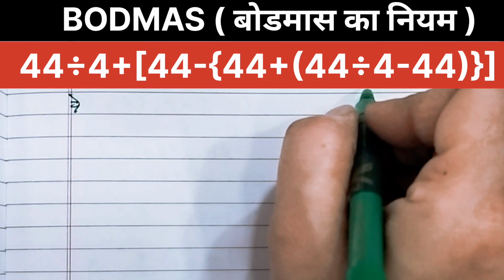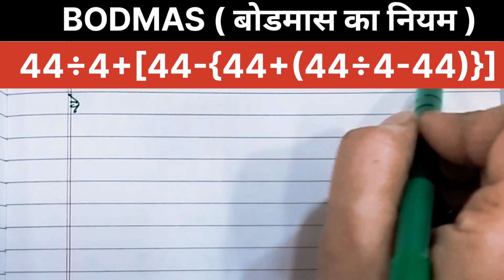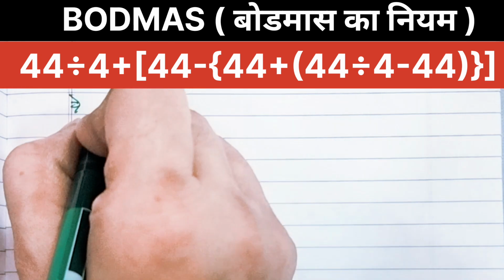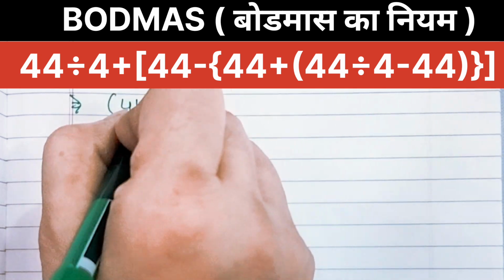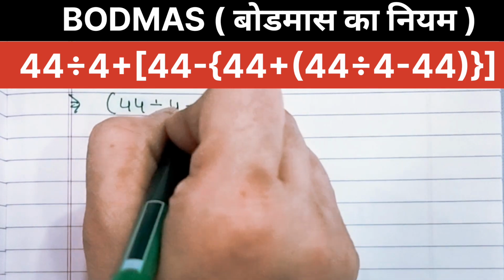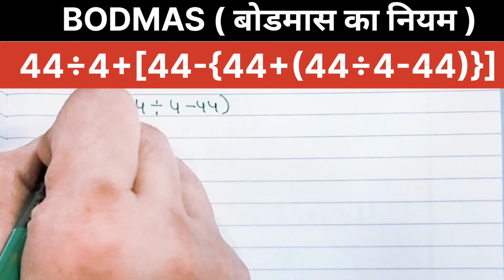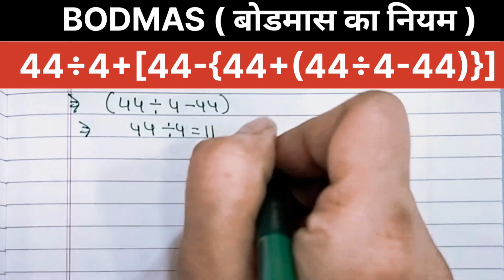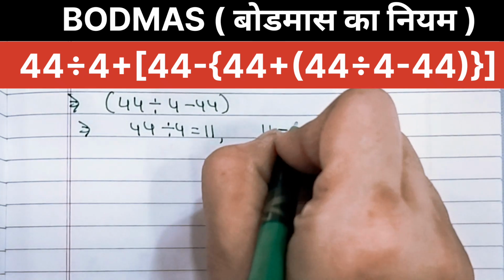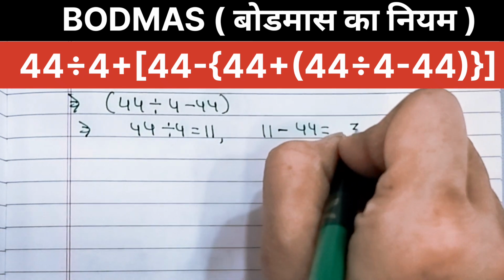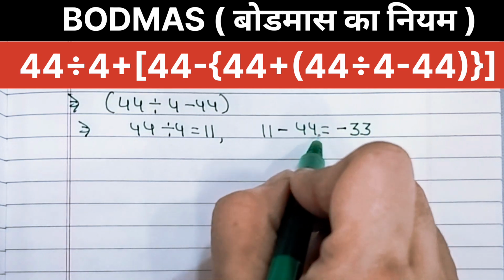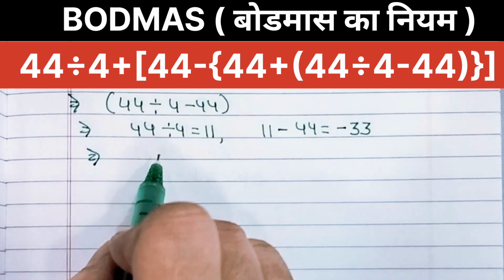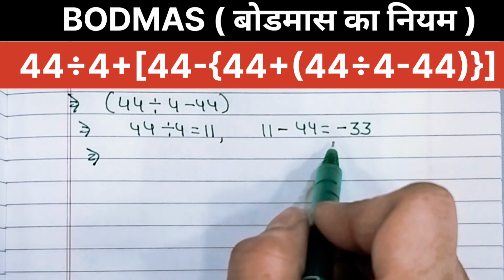Now first step, solve the innermost round brackets. As you can see here, inside the round brackets we perform division first. So first there is an innermost bracket: 44 divided by 4 minus 44. In step 1, first we divide the values. 44 divided by 4 equals 11, and after that we subtract the values: 11 minus 44 is equal to 33, but minus 33 because the larger digit has a negative sign. In step 1 we solve the innermost bracket first to simplify the core of the expression.